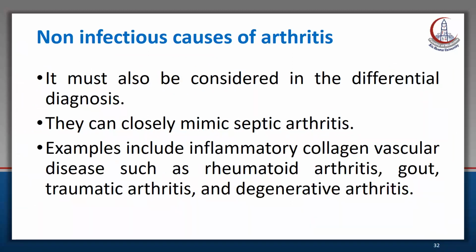Non-infectious causes of arthritis must also be considered in the differential diagnosis of arthritis. They can closely mimic septic arthritis in its clinical manifestation. There are many causes of non-infectious arthritis, like collagen vascular disease, such as rheumatoid arthritis, gouty arthritis, traumatic arthritis, and lastly degenerative arthritis in old ages.